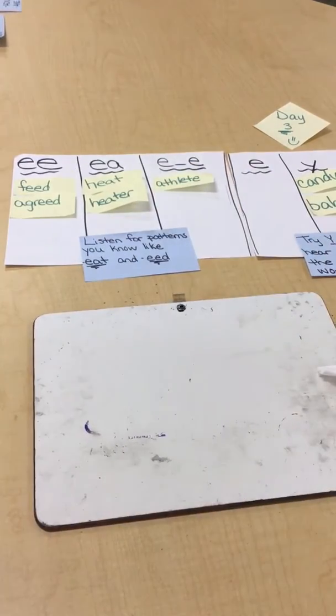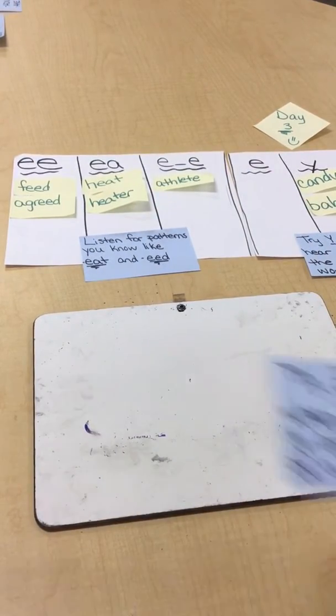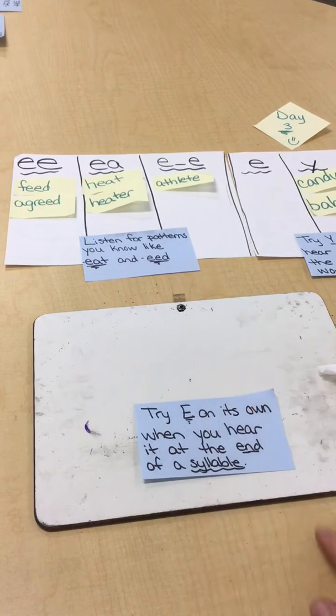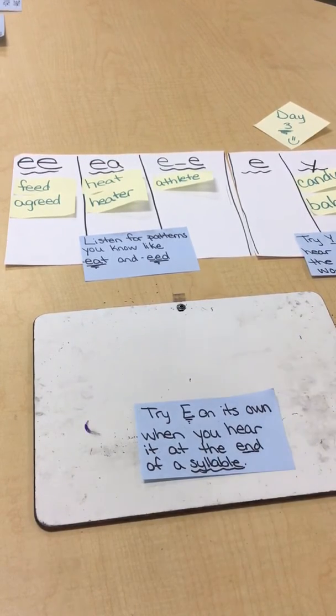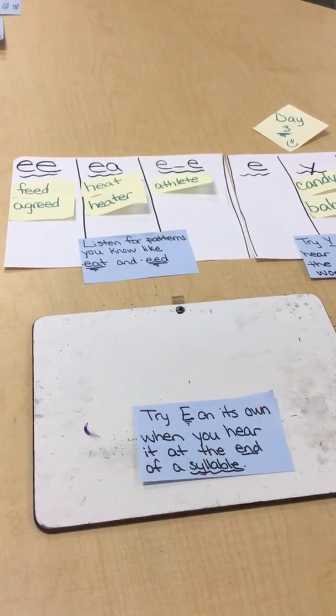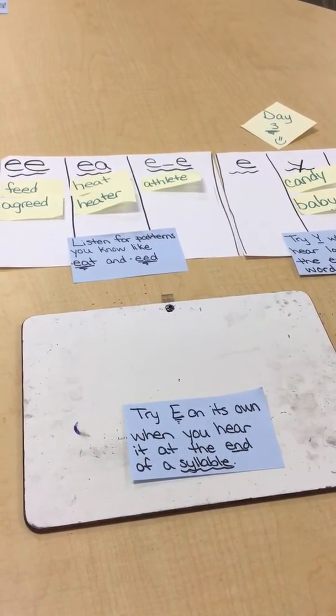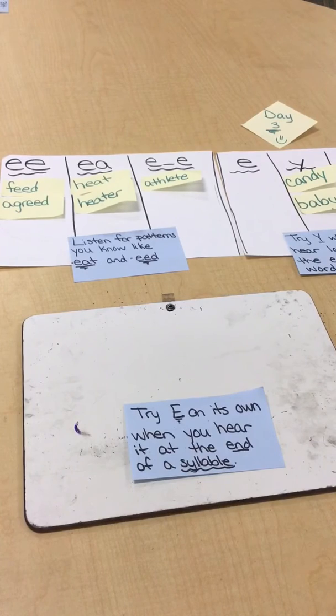And the last way I'm going to teach you is to try E on its own when you hear it at the end of a syllable. Just like we did with an A on it by itself at the end of a syllable, we also do that with a long E sound. So let's say I have the word hero. I don't hear the E sound at the end of a word, so I'm not going to use the Y. It doesn't sound like it's part of a pattern. Hero. So I'm going to clap it out and see where I hear the long E sound.